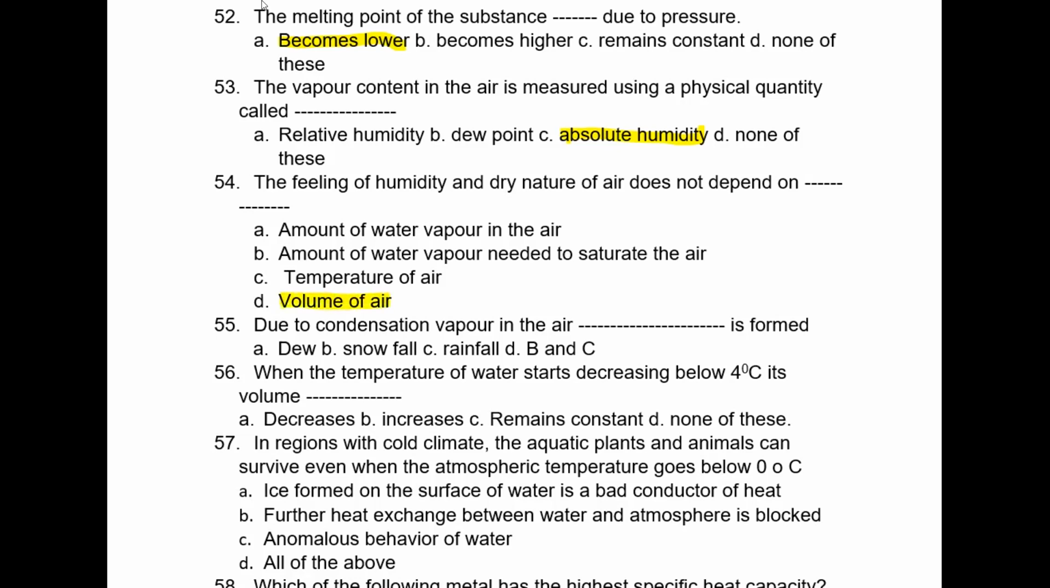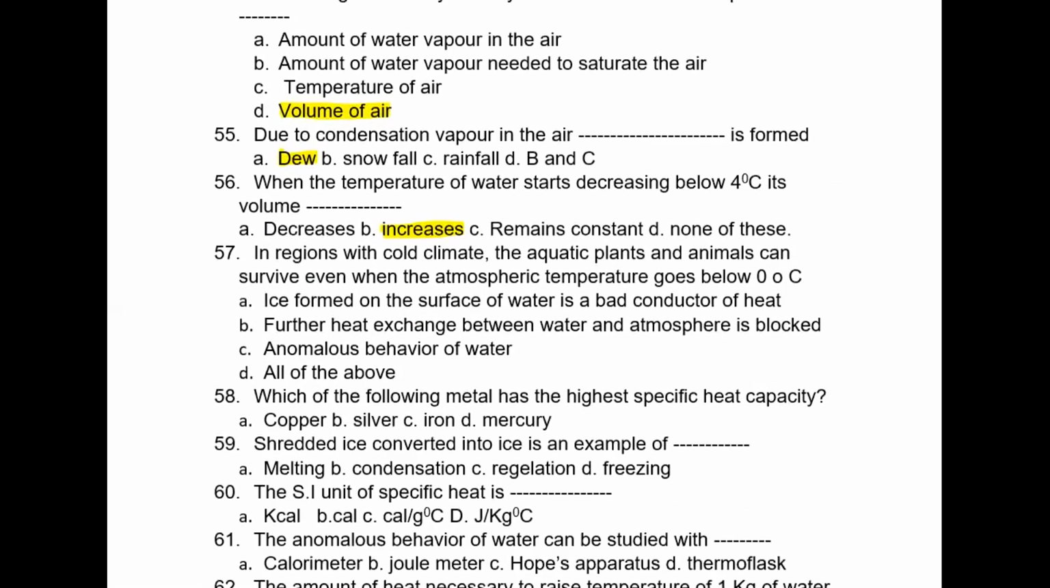Next question. Due to condensation, vapor in the air dash is formed. Due to condensation, we know water vapor will get converted to water. So it is called dew. Next question. When the temperature of water starts decreasing below 4 degrees Celsius, its volume dash: decreases, increases, remains constant, none of this. We know that when the temperature of water decreases, its volume will increase. Option B is the correct answer.